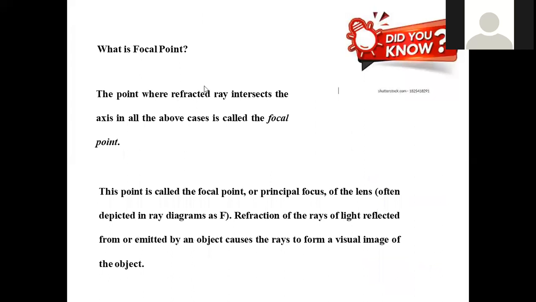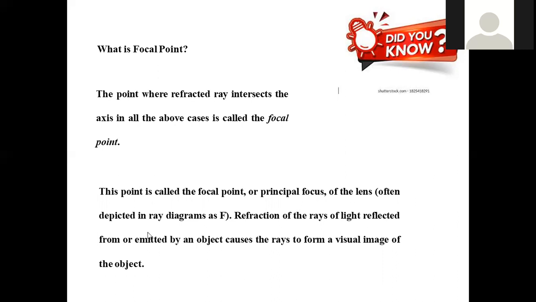What is meant by focal point? This is what we are going to discuss. The point where refracted light rays intersect at the axis in all the above cases is called the focal point. Whenever parallel light rays fall on the surface of a mirror or lens, they converge after hitting the surface. They converge or coincide at a particular point. That is said to be a focal point. This point is called the focal point, or the principal focus of the lens, depicted in a ray diagram as F. The focal point is denoted with the parameter F.